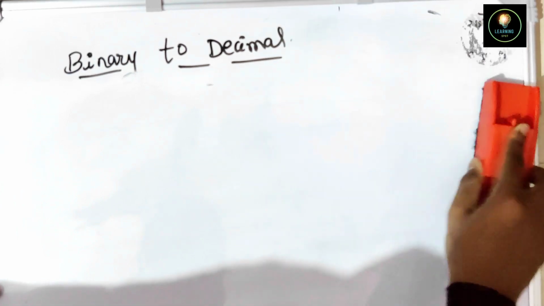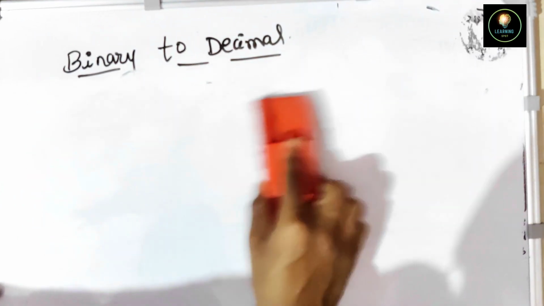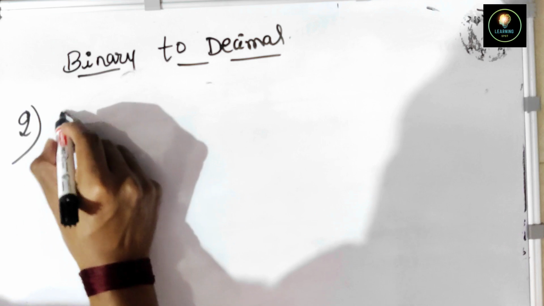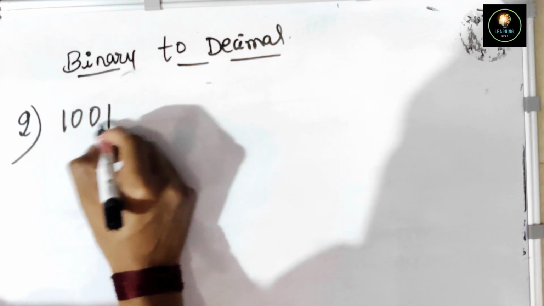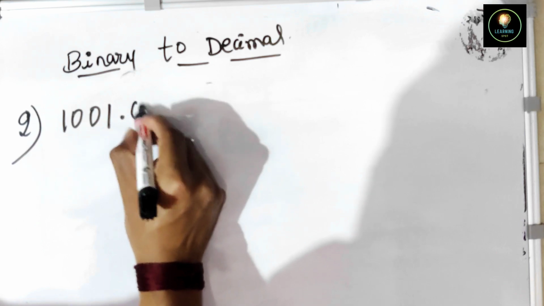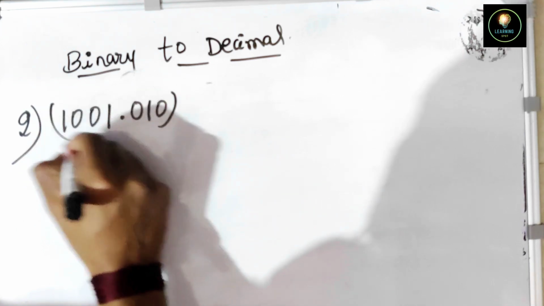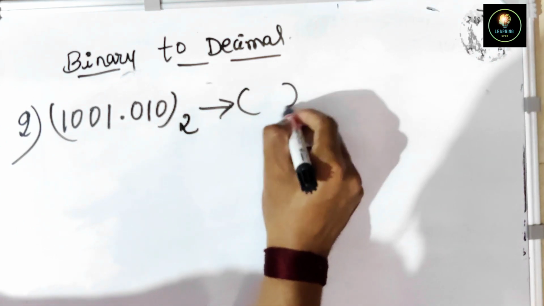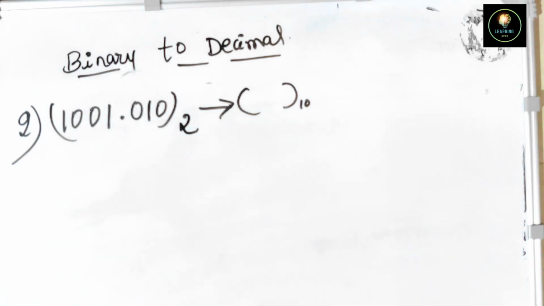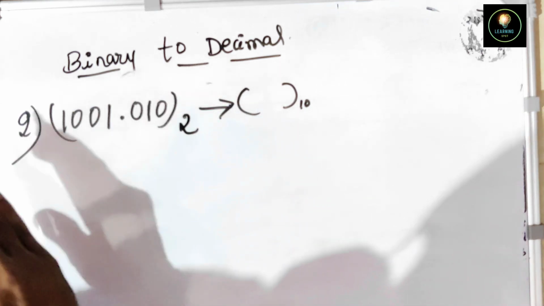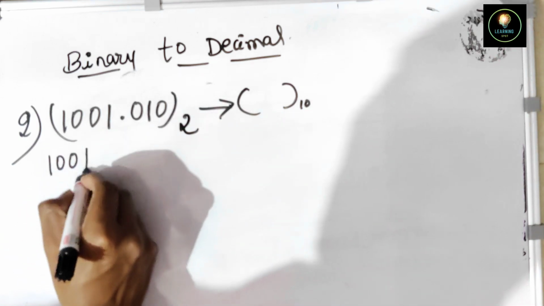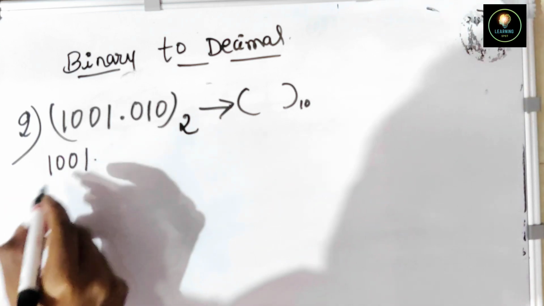Now we'll look into the second problem. The number is 1001.010, which is in binary format. You have to convert it into decimal. So how to convert this? First we will separate these two parts, before the point and after the point. We will take the first part, that is before the point, 1001.